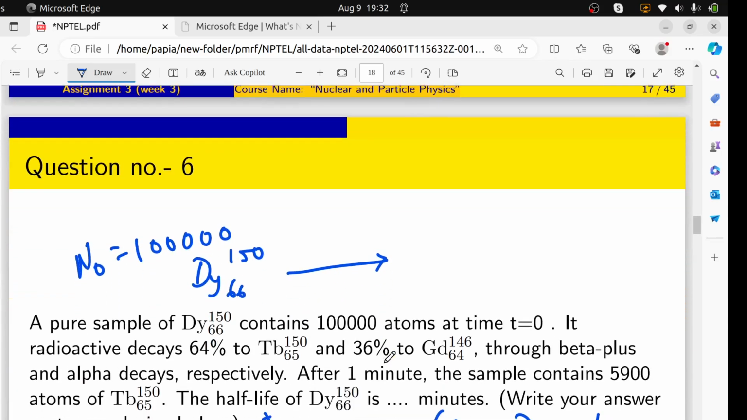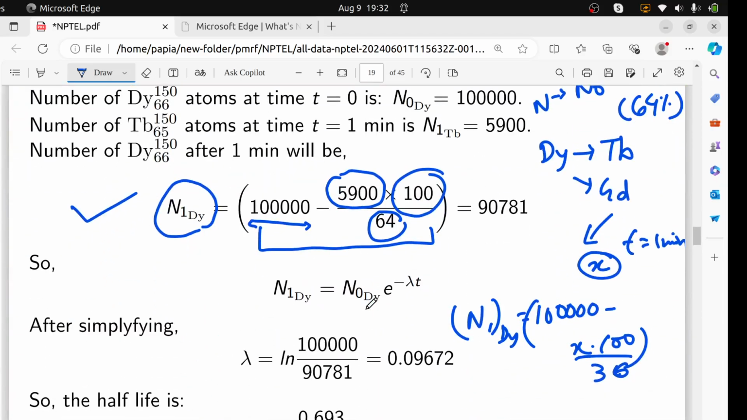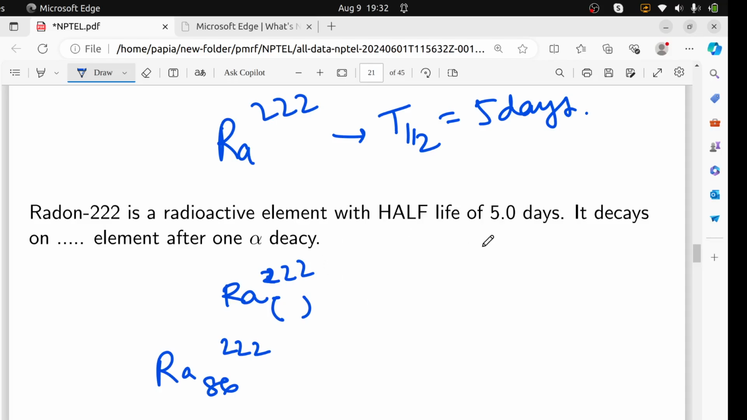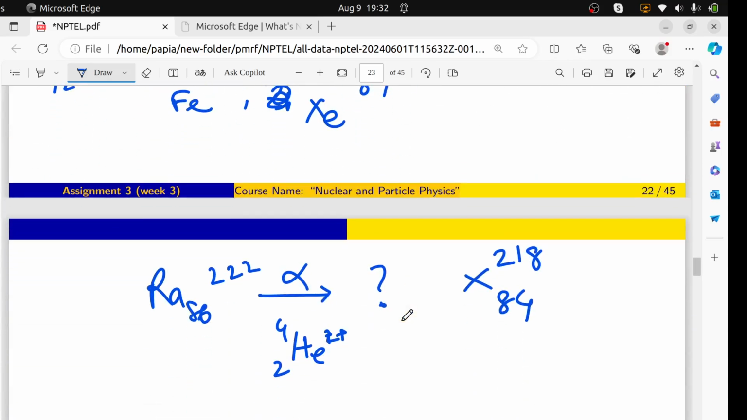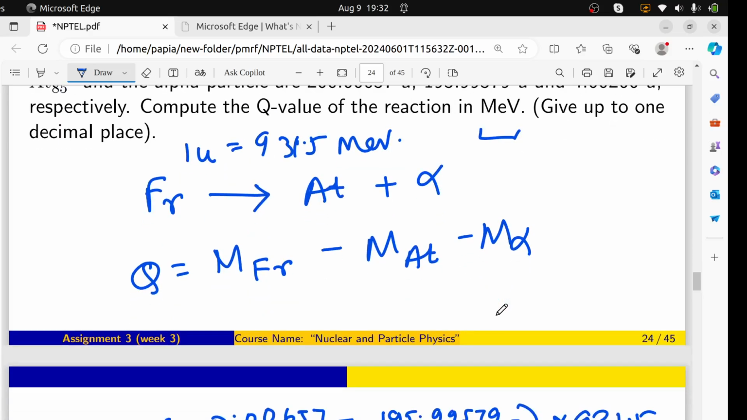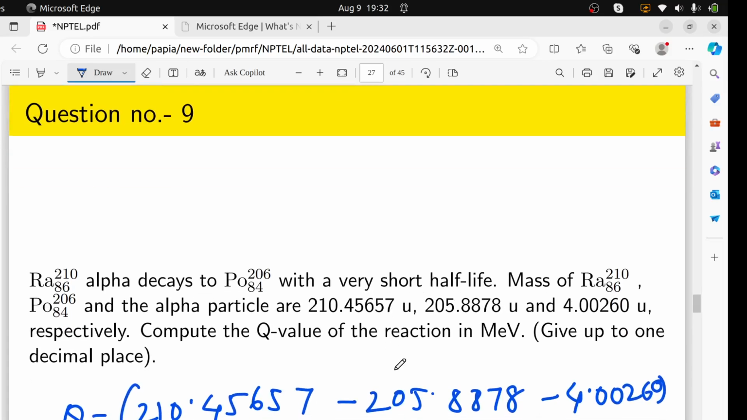Then there is another question, this is the 36% and for 64%, how much it will decay. Then this is the half-life given, and what will be the daughter particle after one alpha decay. Then particles are there for the Q value. What will be the value of Q value for this question? And this is also similar.